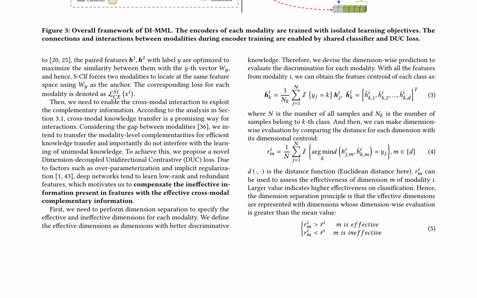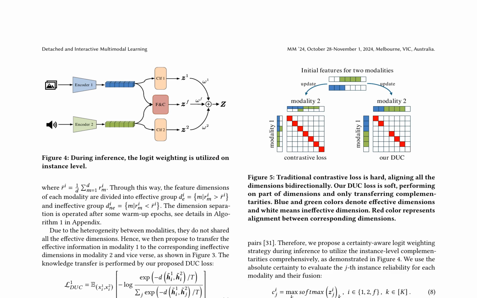The proposed DI-MML framework enables effective knowledge transfer between modalities, achieving state-of-the-art performance on various datasets. The proposed model introduces a novel approach to multimodal learning by leveraging the complementary knowledge between different modalities. This is achieved through the Detached and Interactive Multimodal Learning (D&I) framework, which comprises 2 stages, unimodal learning and cross-modal interaction. In the unimodal learning stage, each modality is trained independently using a classification loss function. The model utilizes a dimension separation strategy to divide the feature dimensions of each modality into effective and ineffective groups. This is done by calculating the average relevance score for each dimension across the dataset.